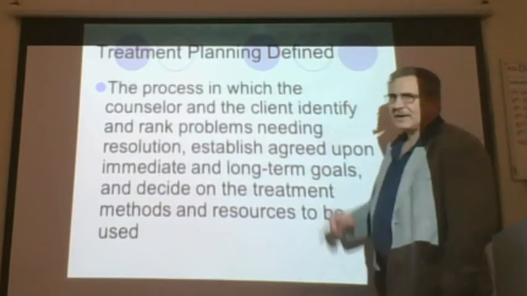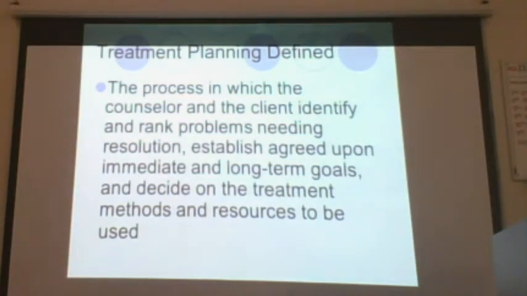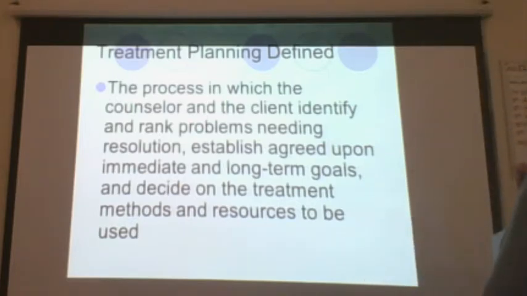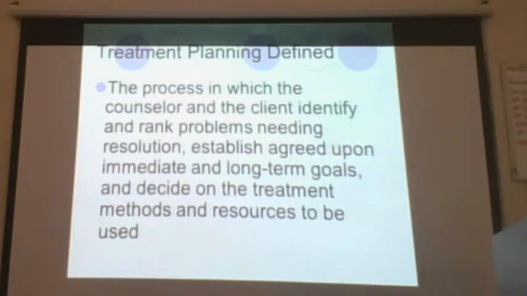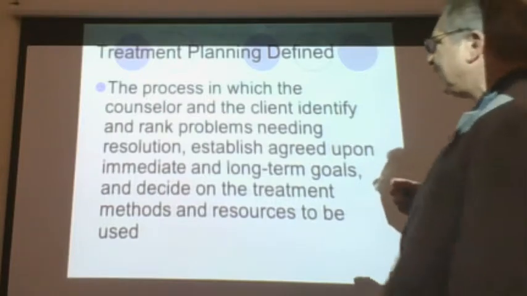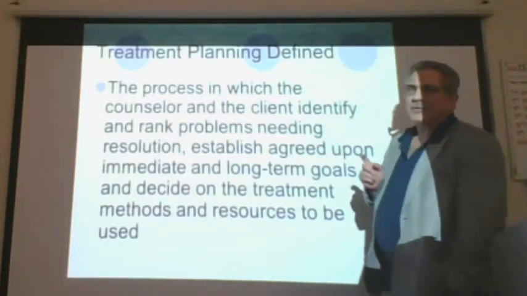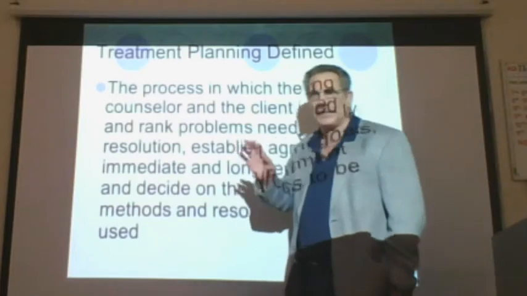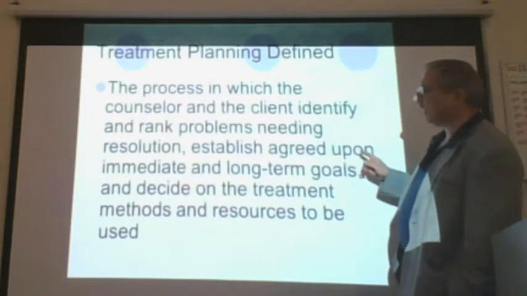So, a treatment plan is the process in which you, the counselor, and the client identify and rank problems needing resolution, needing to be fixed. Okay? Establish agreed upon immediate and long-term goals, and decide on the treatment methods and the resources to be used. Okay? This is a must. It is the process in which you, the counselor, and the client identify and rank the problems. You have to identify them and you have to rank them in severity, from the most difficult to the least difficult, all right? So they have to be in there, they have to be ranked. They have to be agreed upon.